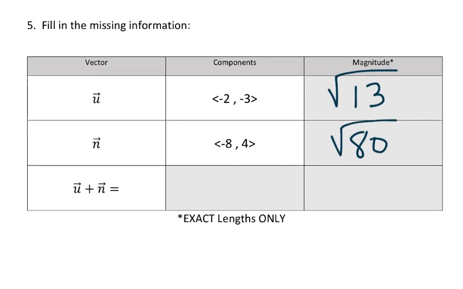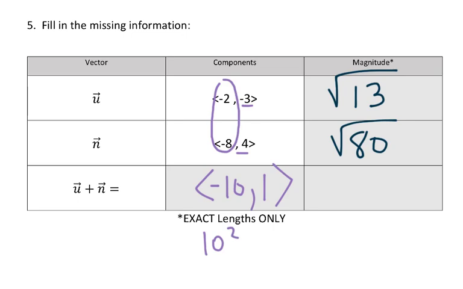My next step is to add the vectors u and n together. So I'm going to start with my horizontal coordinates, which -2 plus -8 is -10. Then I'm going to go with my vertical coordinates, which is -3 plus 4 is 1. So my vector is -10, 1. When I do the Pythagorean theorem with that, 10 squared plus 1 squared is going to be 101.